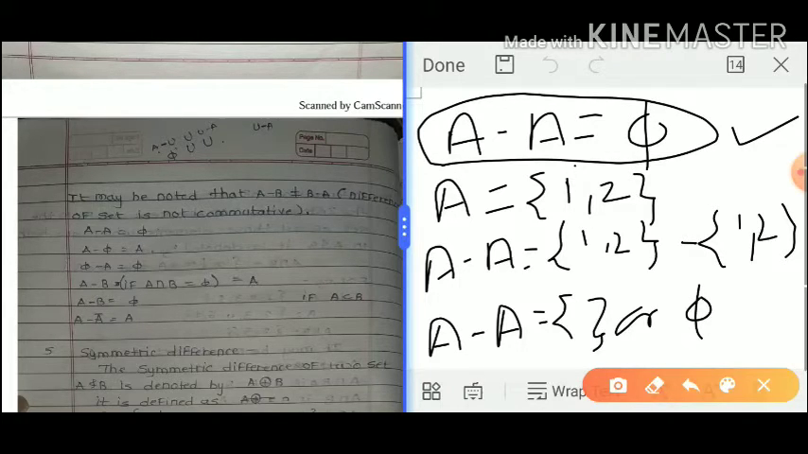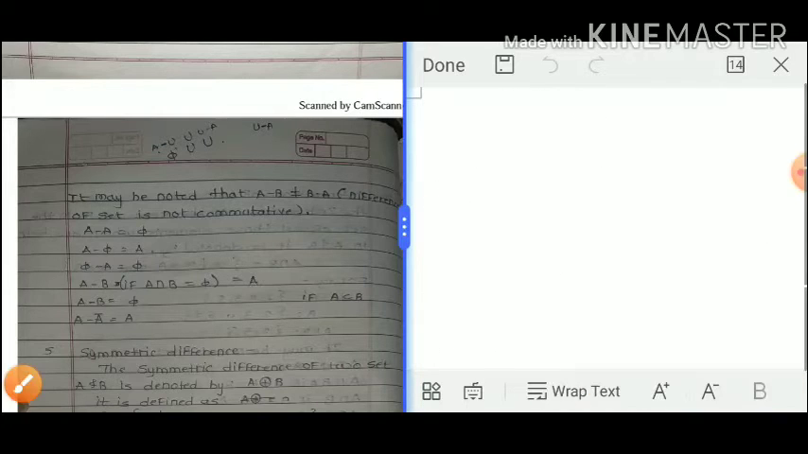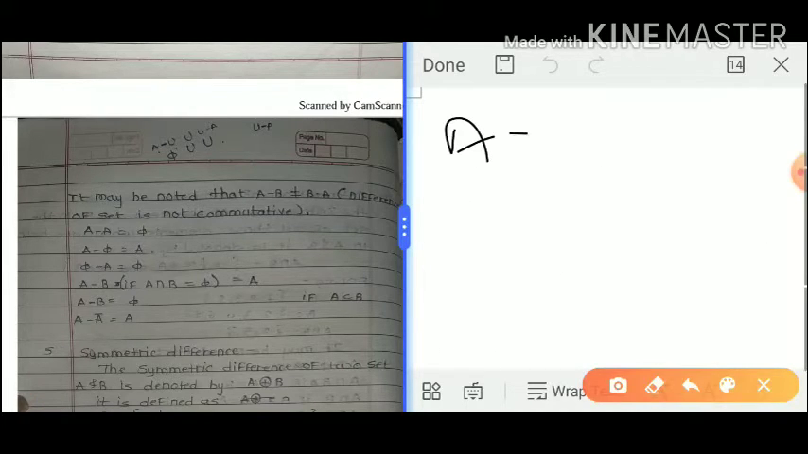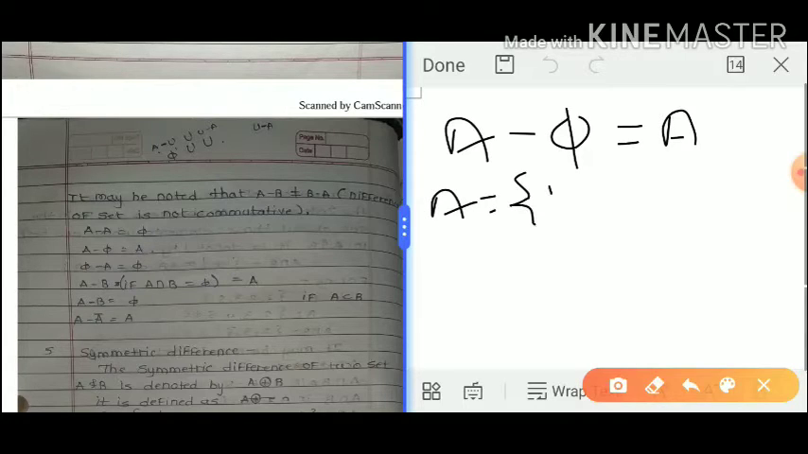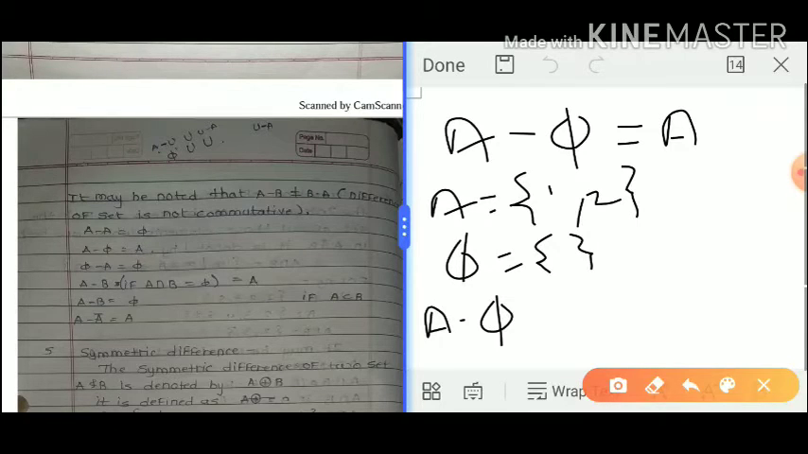Next is A minus phi. A minus the null set is always equal to the A set. Suppose A contains the elements 1, 2, and phi is the null set, meaning phi equals empty curly brackets. So A minus phi equals all the elements of A but not in phi, meaning 1 belongs to A but does not belong to phi, so write down 1.